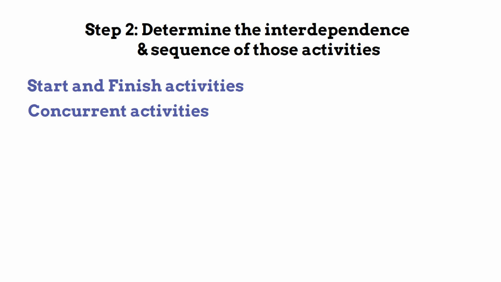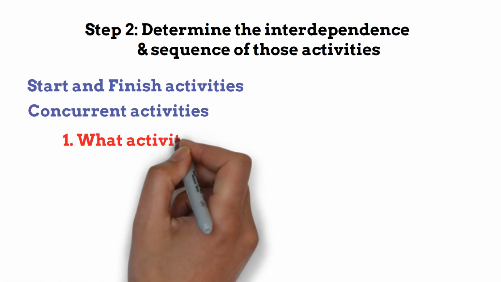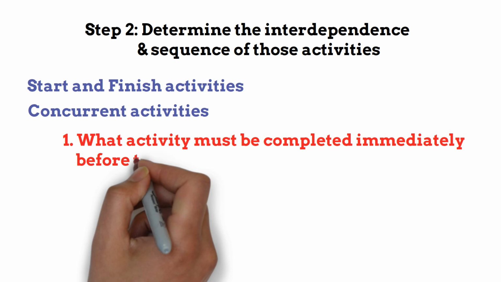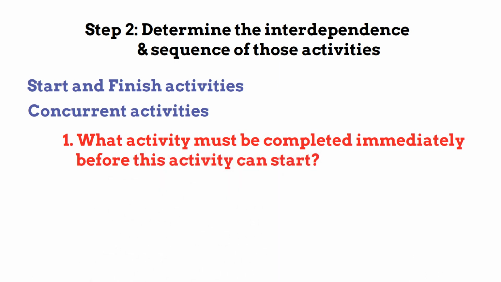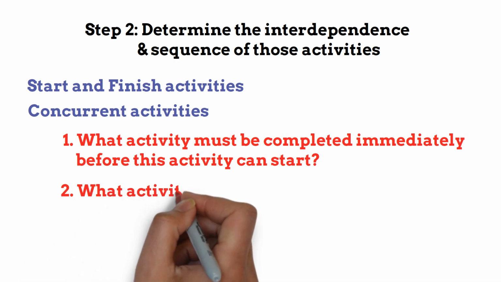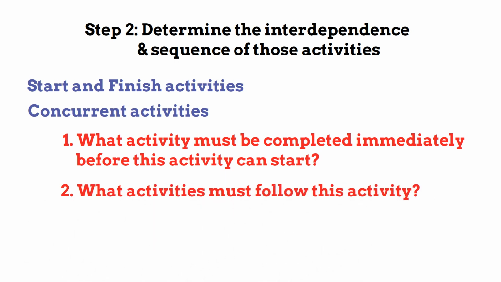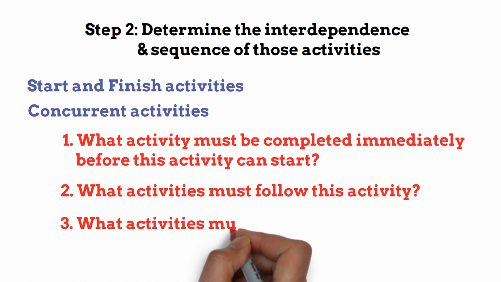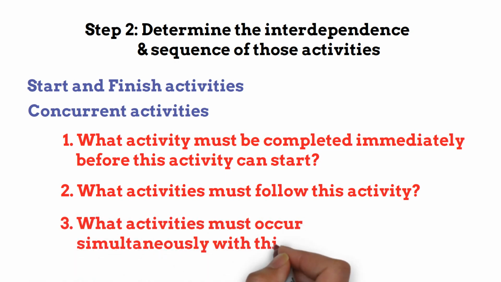To correctly identify activities and their precedence, ask yourself these 3 questions for each activity. What activity must be completed immediately before this activity can start? That means predecessor activity. What activities must follow this activity? That means successor activity. What activities must occur simultaneously with this activity? That means concurrent activity.